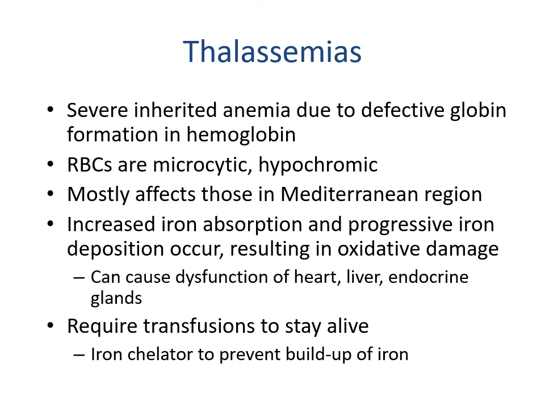Looking at thalassemias. So this is a severe inherited anemia due to defective globin formation in hemoglobin. The red blood cells are microcytic and hypochromic, and this mostly affects those in the Mediterranean region. Now, increased iron absorption and progressive iron deposition occur, resulting in oxidative damage. This can cause dysfunction of the heart, liver, and endocrine glands, and these patients require transfusions to stay alive, along with iron chelators to help prevent the buildup of iron.